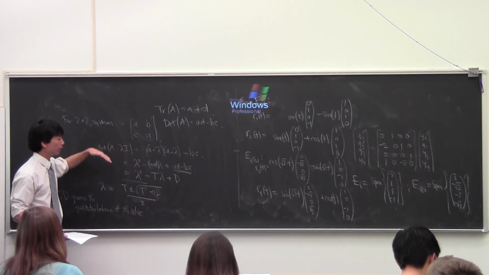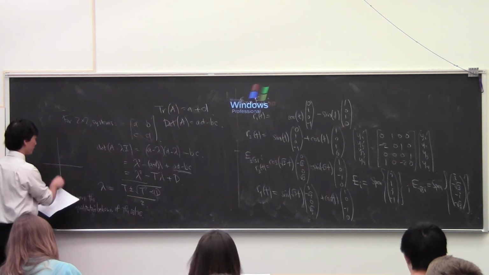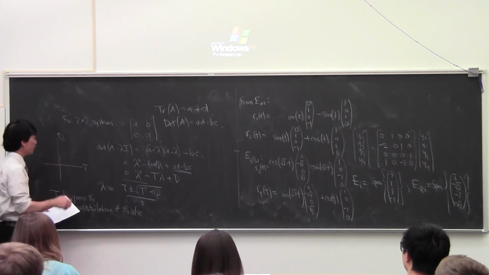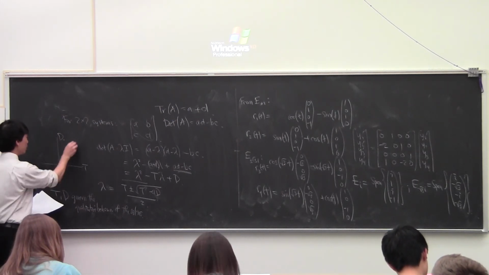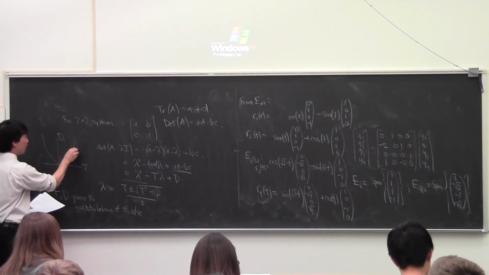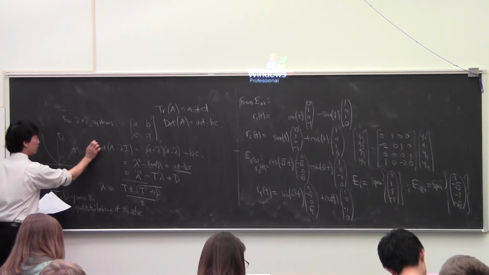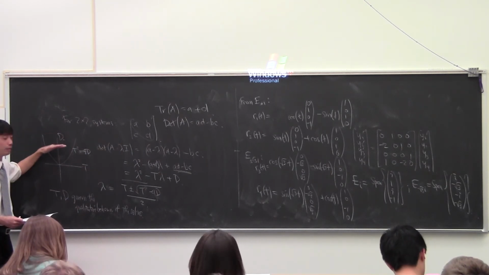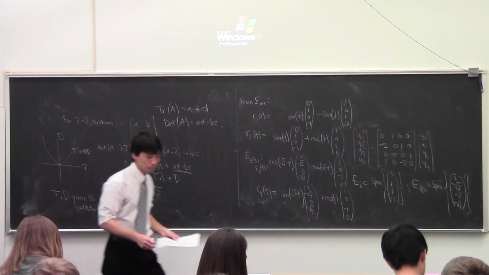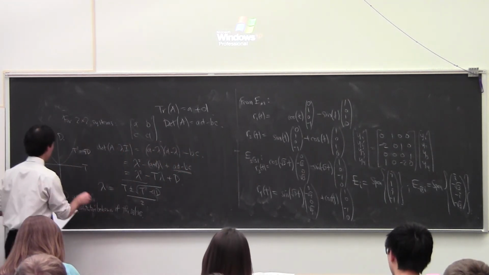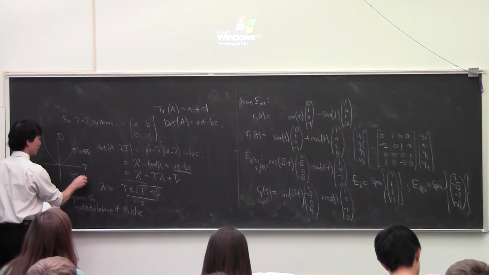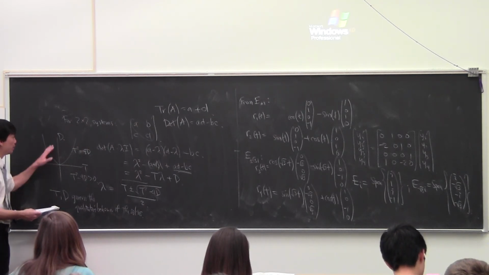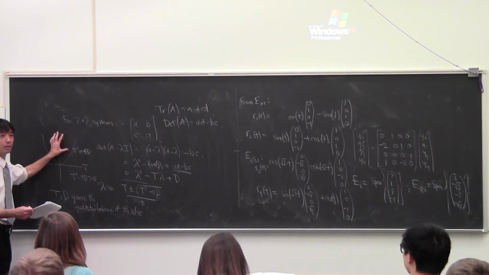And so if you have the trace-determinant plane, then your behavior depends on where you are with respect to a certain parabola. If you are right down here, T squared minus 4D is positive. So below the parabola, we have real solutions, and above the parabola, we have complex solutions.